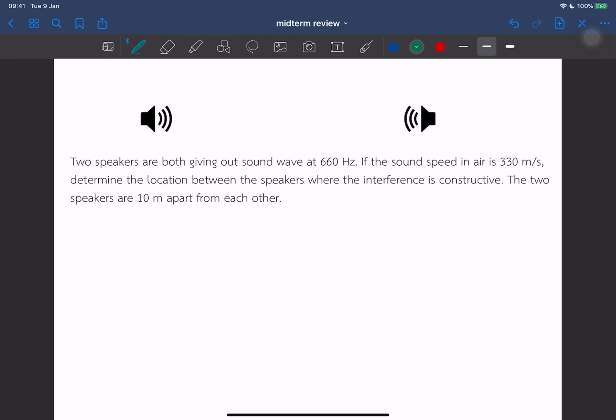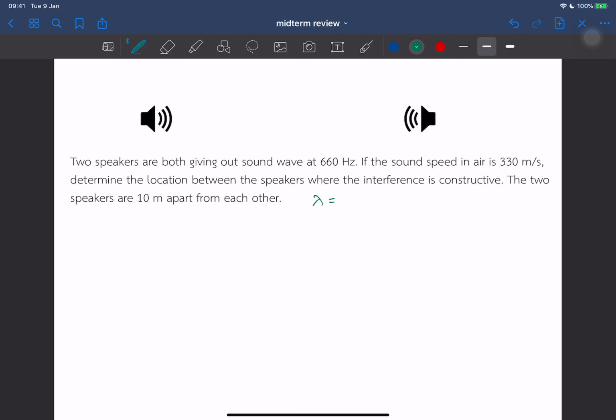Okay, we should have enough time to finish. So this is again an interference of waves. The concept of path difference equal to n lambda, path difference equal to half multiple of lambda, that's the only thing that you really need to understand. So we have two speakers facing each other like this. And the reason why the frequency is given and the speed of sound is given is for you to calculate the wavelength. So that's probably the first thing you need to do.